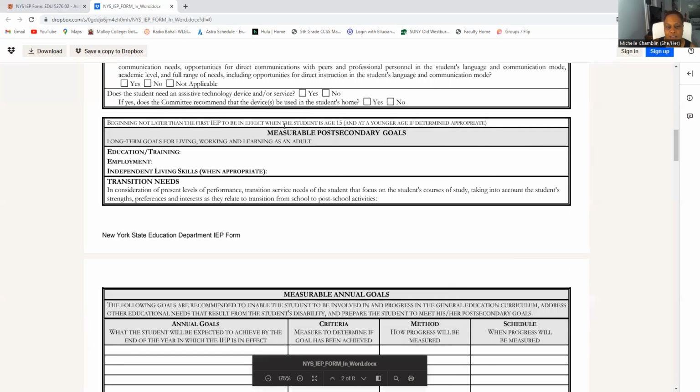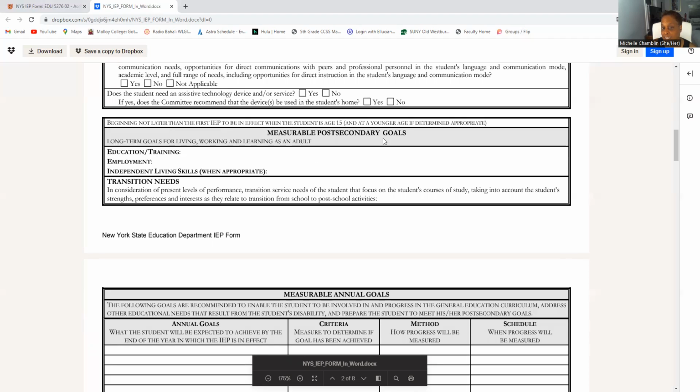So here we have measurable post-secondary goals. Beginning not later than the first IEP to be in effect when the student is age 15, and at a younger age if determined appropriate. So definitely by 15, we need to have measurable post-secondary goals, where we are talking about long-term goals for living, working, and learning as an adult. So we're planning for that student.